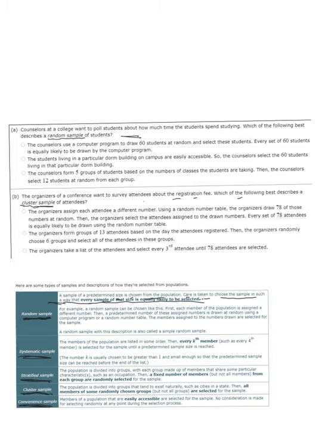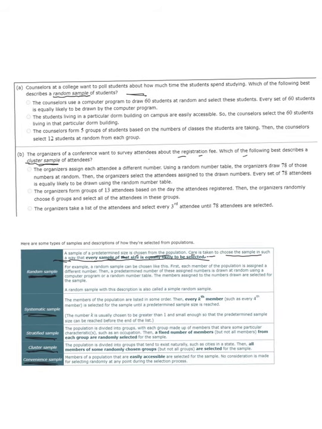All right. So then when I go back up here and I read through the different possibilities, the first one says the counselors use a computer program to draw 60 students at random and select these students. Every set of 60 is equally likely to be drawn by the computer program. Well, that's kind of ringing true to what this definition down here just said. But just to be careful, I will go read the other ones. The students living in a particular dorm building on campus are easily accessible, so the counselor selects 60 students living in the particular dorm building. Well, that looks like they're doing that because they're all in the same dorm, and they're easily accessible. That sounds something like a convenience sample to me.